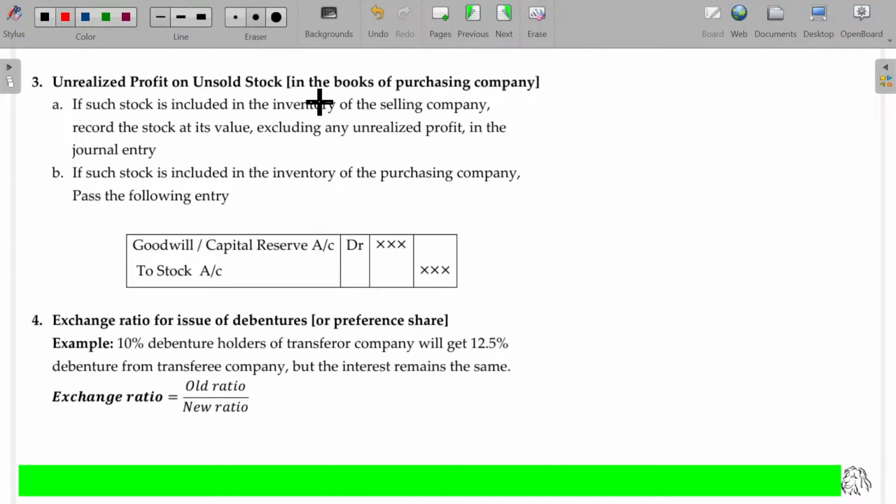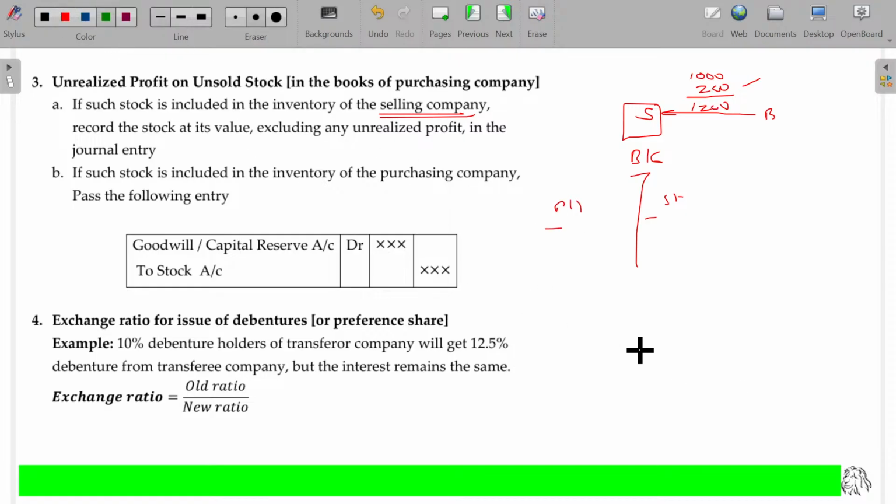Okay, in case such stock is included in the inventory of the selling company, yes. So, if the stock is sold by buying company to selling company, cost being 1,000 and profit 200 rupees is added, stating this value being 1,200. In that case, in selling company's balance sheet, this 200 should be reduced from the stock value as well as reduced from the profit and loss account also.